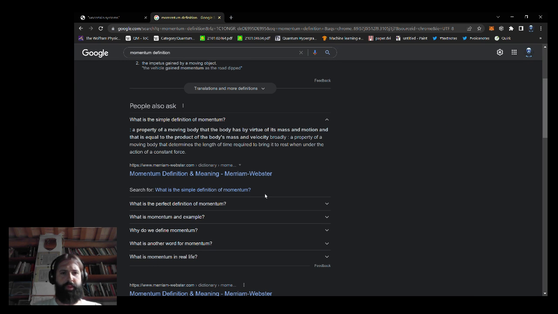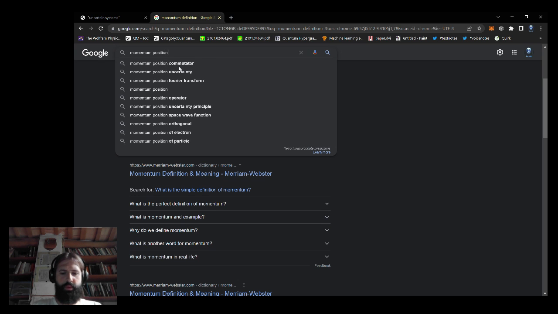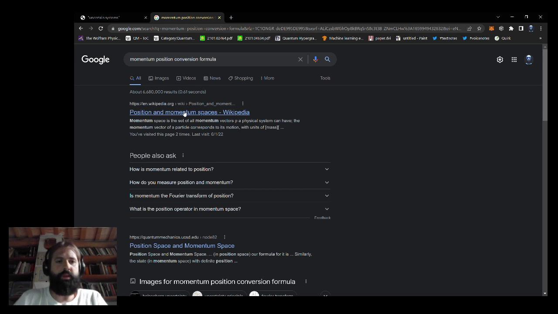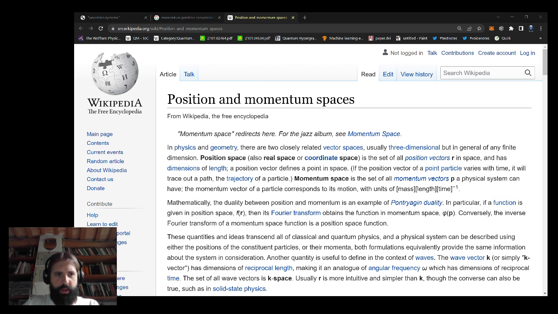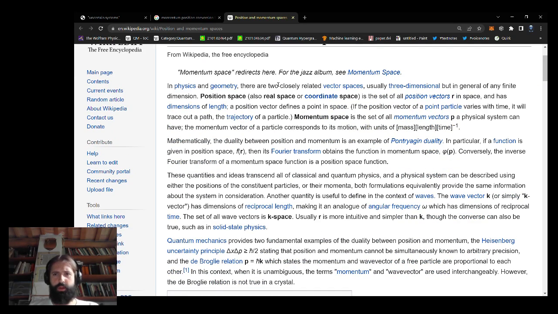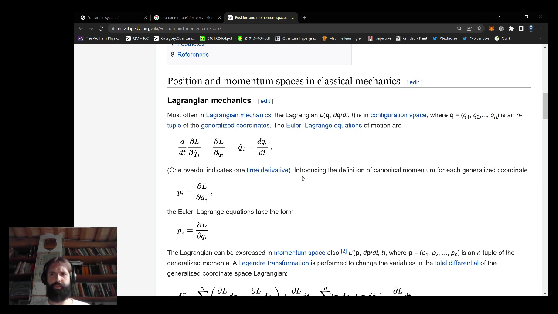what is a simple definition of a momentum? Momentum, position conversion. I'm definitely interested in the classical things first. Actually, it's cool to just use the browser, maybe that's even easier. Position space and momentum space, quantum mechanics and classical mechanics. So let's see.